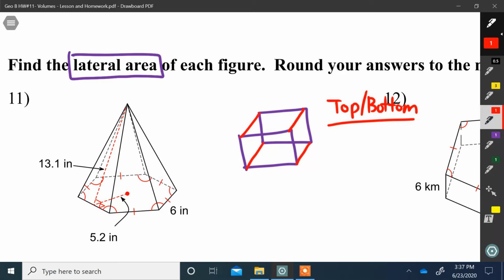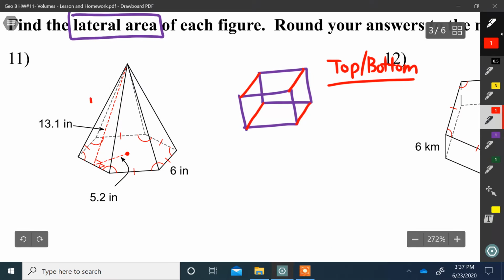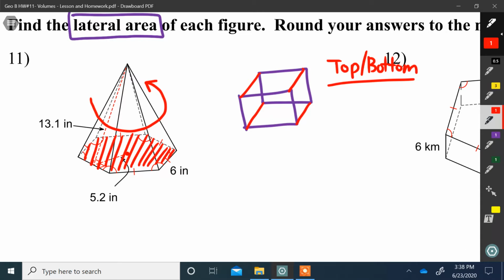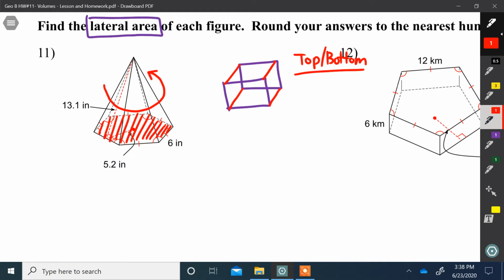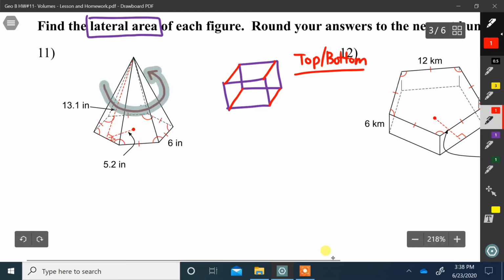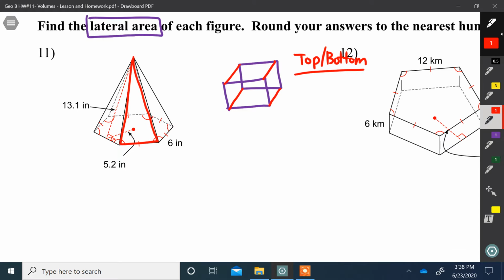So in number 11, we are going to find the area of all of this, but we are not going to find the area of the bottom that you see in here. That bottom portion, we don't care about. We don't care about the top, and we don't care about the bottom when we're talking about lateral area. So in this problem, all I have to do, very simple, is find the area of all those surroundings. So lateral area is what's surrounding everything.